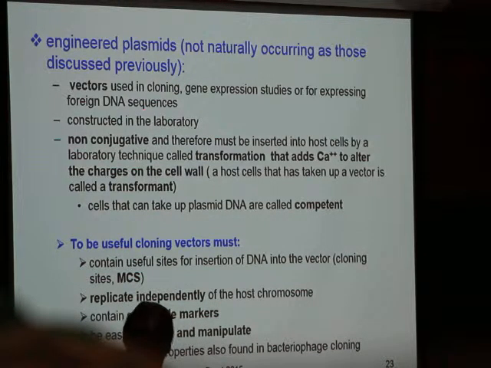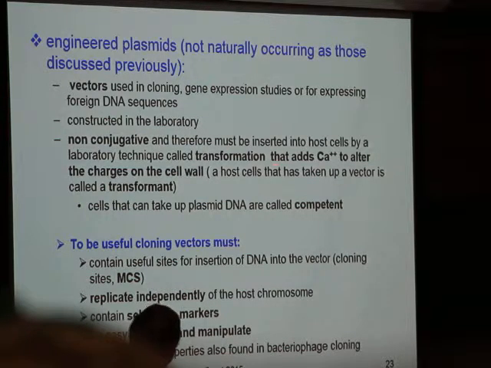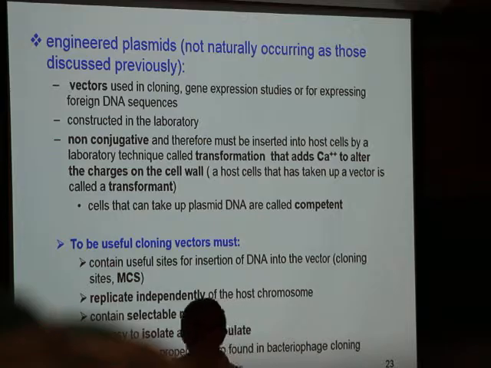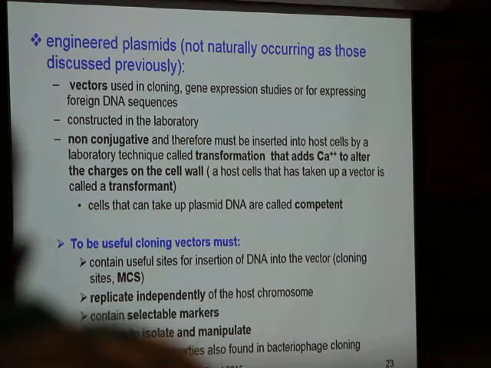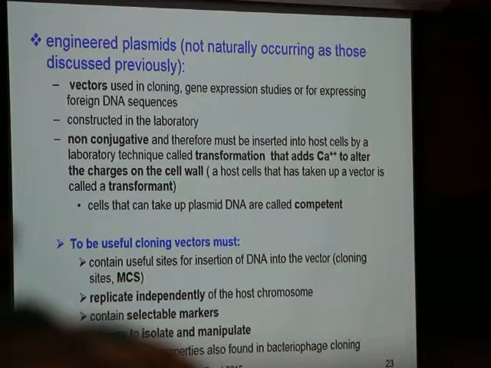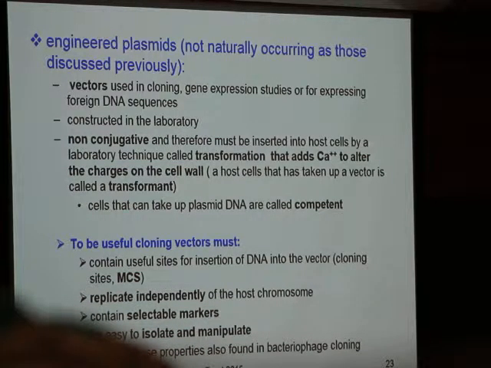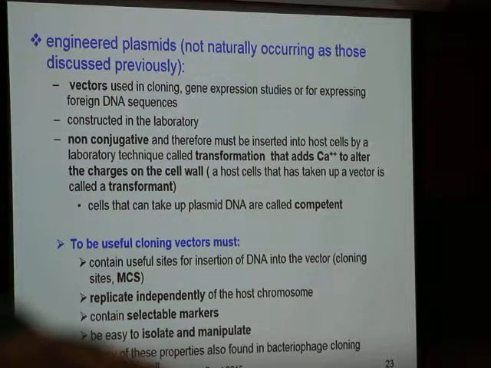So they're non-conjugative. In order to get them into a cell, we need to carry out a laboratory-based transformation that adds calcium to alter the charge on the cell wall. So what's the charge on a bacterial cell wall? Negative. So we have a bacterial cell, say gram-negative, with its outer membrane and inner membrane and periplasmic space. This is E. coli, the classic organism used in molecular biology. It has negative charges, and that's due to the phospholipids in the outer membrane. So we add calcium chloride that's positively charged. It masks that negative charge.